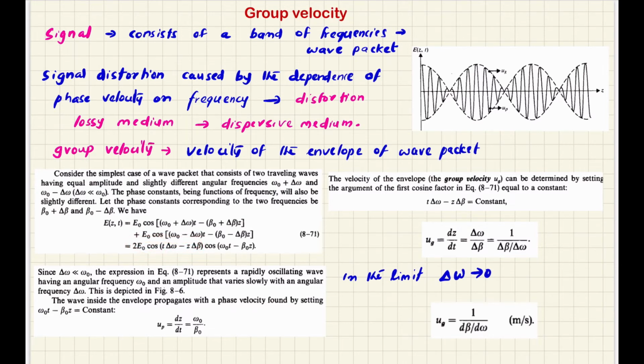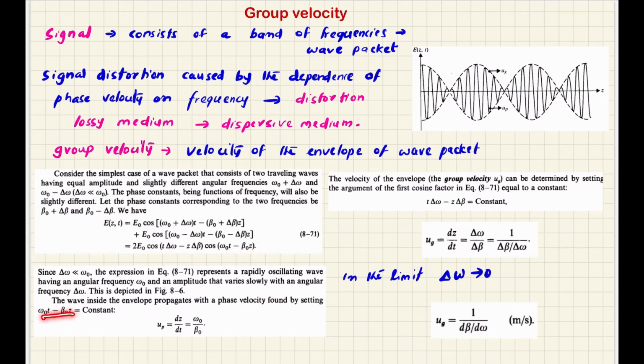Since delta omega is very much less than omega 0, you can call this a rapidly oscillating wave having an angular frequency omega 0 and an amplitude that varies slowly with the angular frequency delta omega. Now, the wave inside the envelope propagates with some velocity, and you can find out the phase velocity. You look at the points where the phase term is constant.